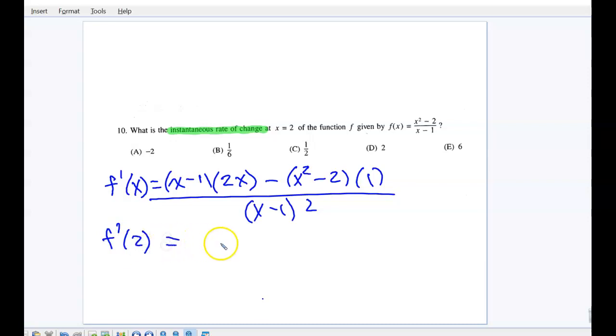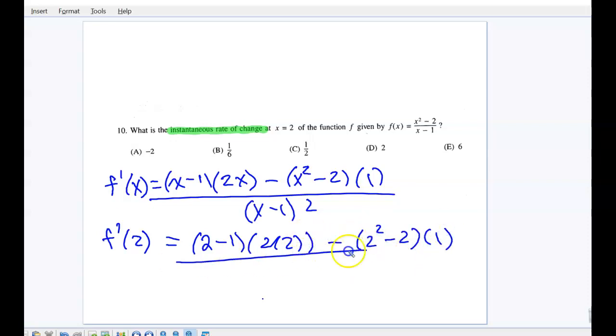So f prime of 2 is going to be (2 minus 1) times (2 times 2) minus (2 squared minus 2) times 1, all over (2 minus 1) squared. And this works out quite nicely because the bottom just works out to be 1, so I don't need to worry about it. This is going to be 1 times 4, which is 4, minus (4 minus 2), which is 2. So my final answer should be 2, and my answer would be D.